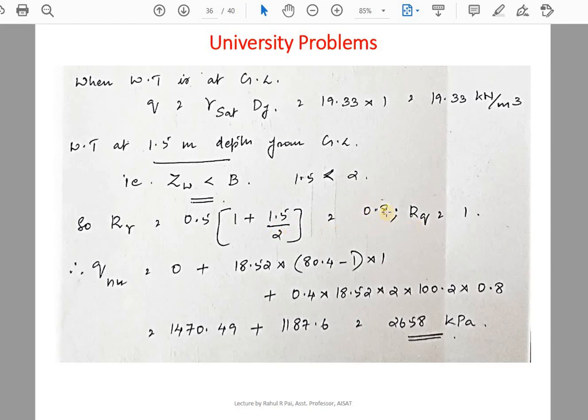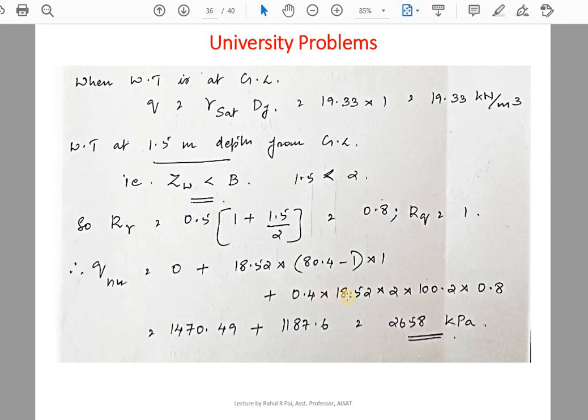You get the reduction factor as 0.8 for the third term, and for the first term it is 1. No need to change the first term. So as C is 0, the first term becomes 0, and the second term is 18.52 into NQ minus 1 into the reduction factor, no change, so it is 1. And in the third term you are applying the reduction factor.